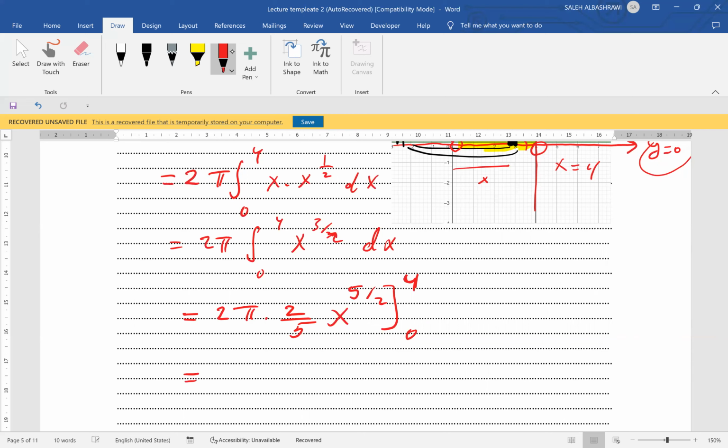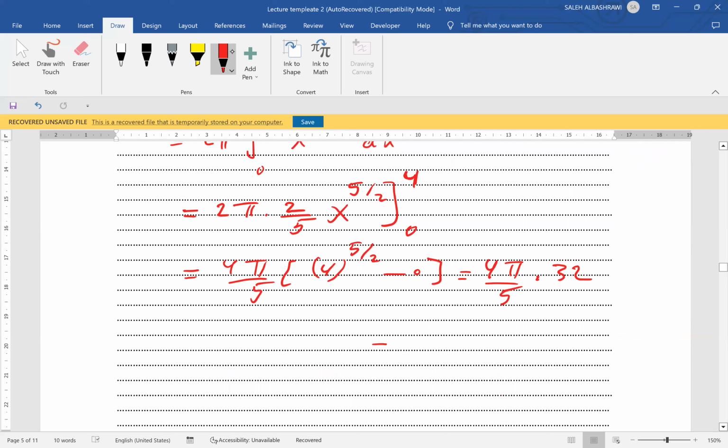Using the fundamental theorem of calculus, this is equal to 4 pi over 5 multiplied by the upper limit and lower limit for the integration. It will be 4 to the power 5/2 minus 0, which is equal to 4 pi over 5 multiplied by 32.